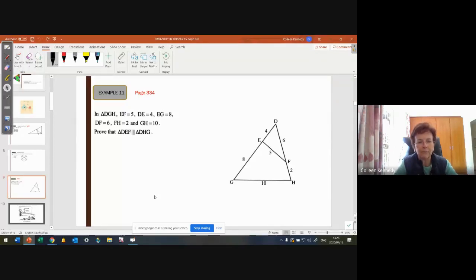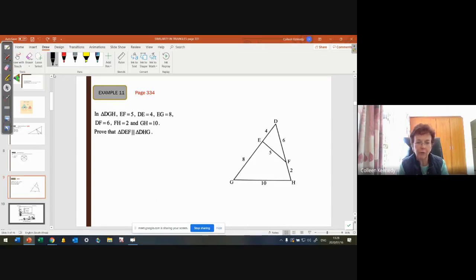Okay, so if you look at page 334, example 11, it looks like this. You're given a triangle DGH, and you're given 3 lengths of sides of that triangle. And you're given triangle DEF also with 3 lengths. So all of them are there. It's more about how you set out a question like this. So we're going to prove these two triangles are similar to each other using lengths of sides. It's given away that it's sides.